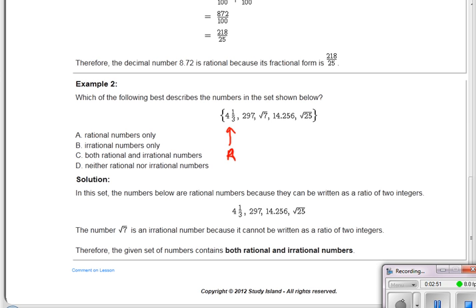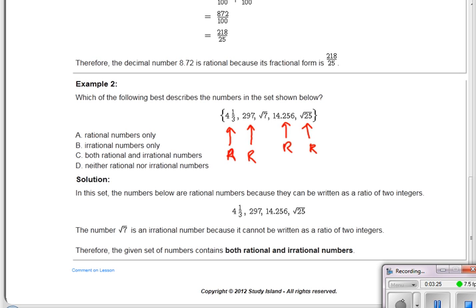The next one we have is 297. That would be a whole number, and you can write that as a fraction, put it over 1, so therefore 297 is rational. We look at this decimal here, 14.256. It terminates. Terminating decimals are rational numbers. We look at the square root of 25. We know what the square root of 25 is. That is 5. So it's a perfect square. This is also a rational number.